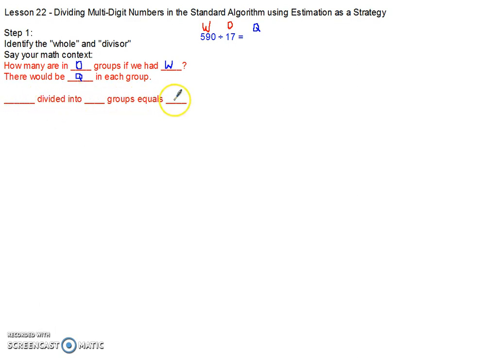If you just want to use one sentence, you can say blank divided into blank groups equals blank. That would be our whole divided into our number of groups, or our divisor, would equal our quotient, or the amount in each group. So for this problem, it would be 590 divided into 17 groups equals blank. We'll come back at the end and fill in our value for our quotient once we find that out.